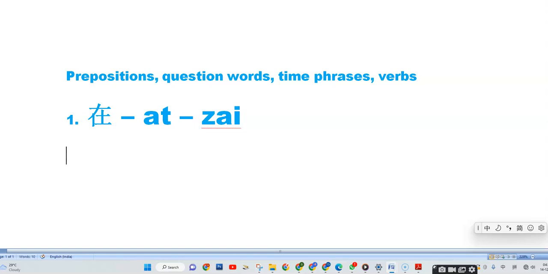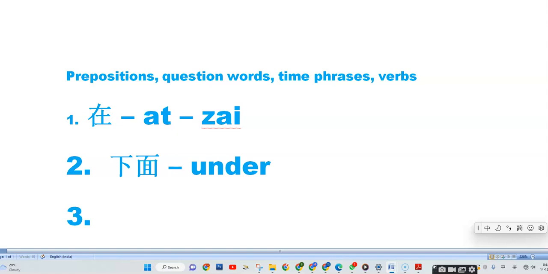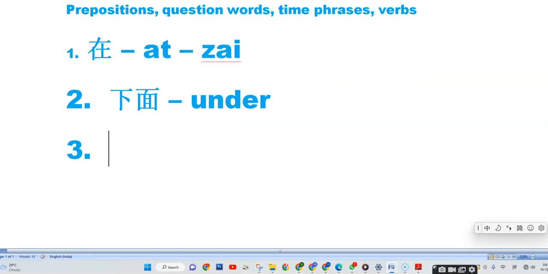And the second term is Xia. Xia is under. Xiamian is under. And the third word is Shangmian. Shangmian is on.